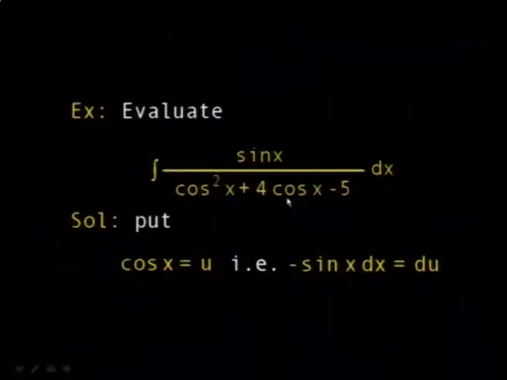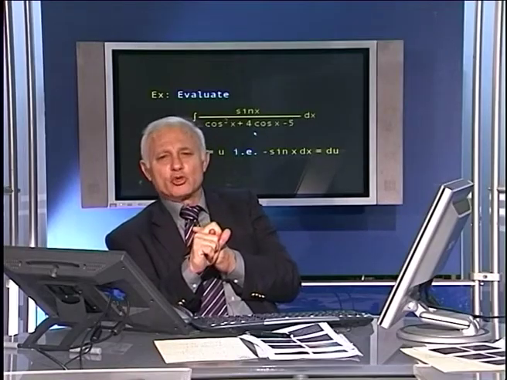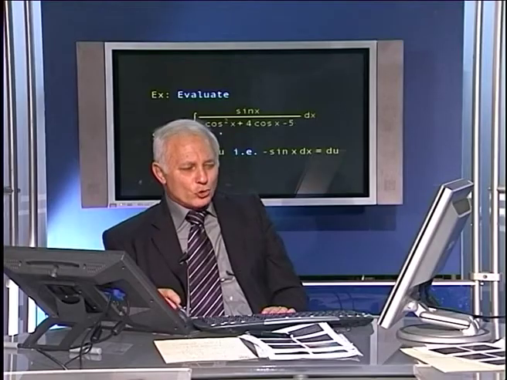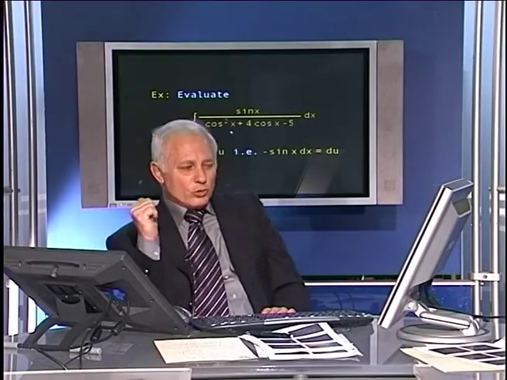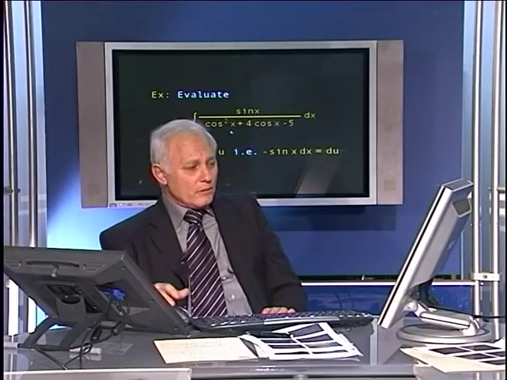For example, here you have sine x divided by cosine squared x plus 4 cosine x minus 5. Here you use two types of methods of integration. The first one is a substitution method, because you directly notice here. What do you directly notice? You directly notice that this is the first form that we dealt with in the lesson of integration by substitution.